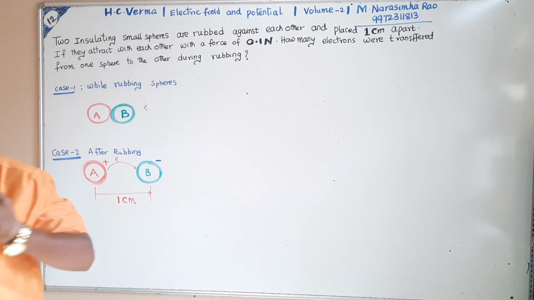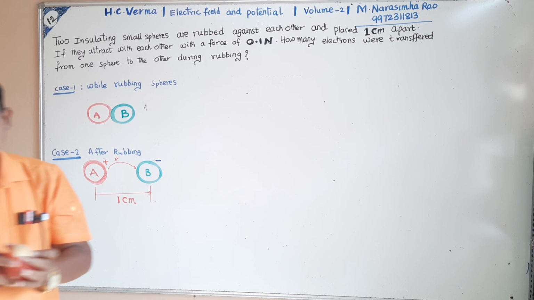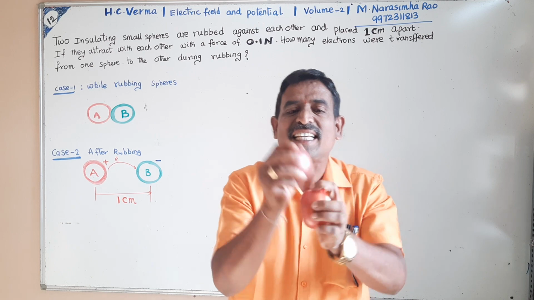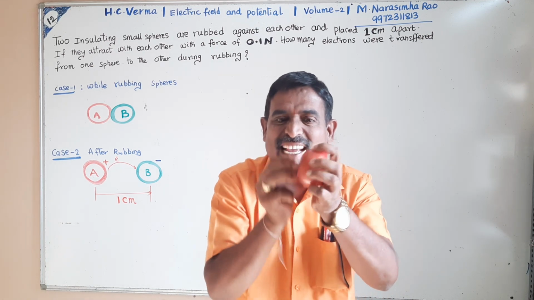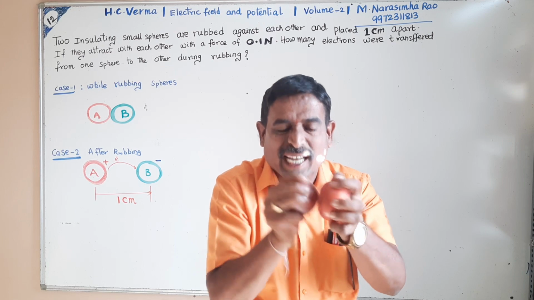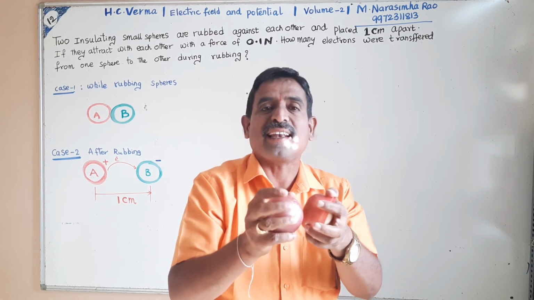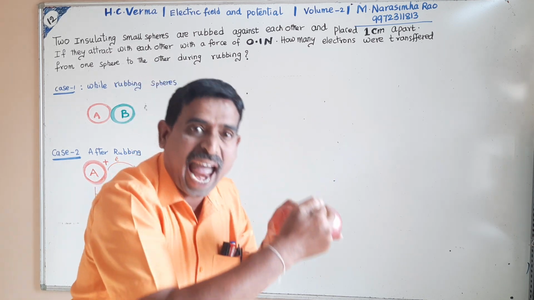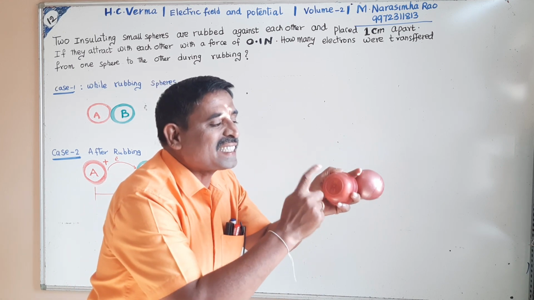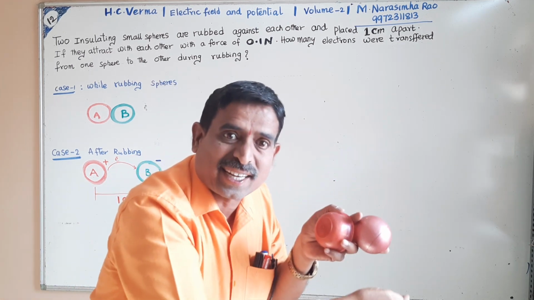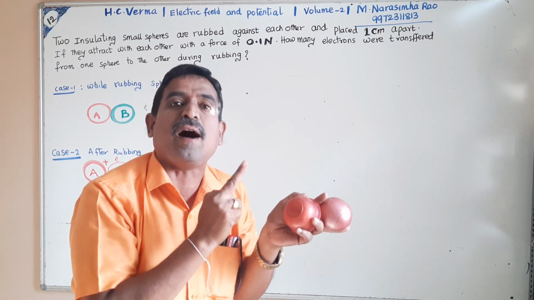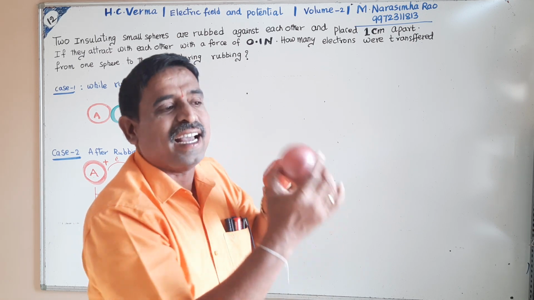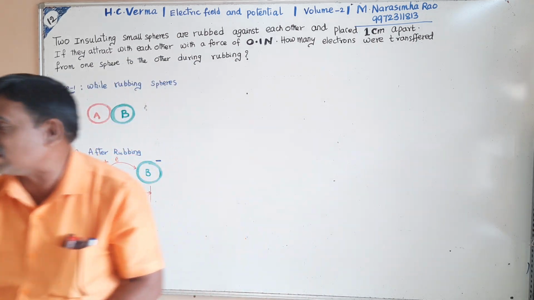Now, please listen here. There are two different spheres. These spheres are rubbed together. Due to the friction, electrons are transferred from one sphere to another sphere. This sphere is losing the electron, so it becomes positively charged. This sphere is gaining the electron, so it becomes negatively charged.